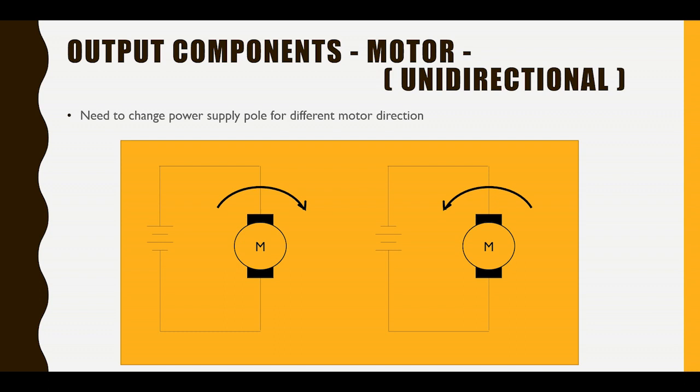So what is of my concern here is the direction of the motor. If you change the power supply polarity, like this one, you will have a different motor direction. For example, in this case, the positive is at the top, negative at the bottom. So the motor will run, let's say this way is clockwise. And if we change the polarity of the battery or the supply, it will go counterclockwise.